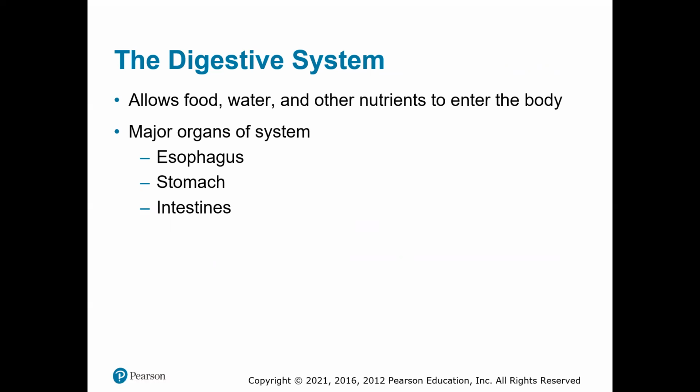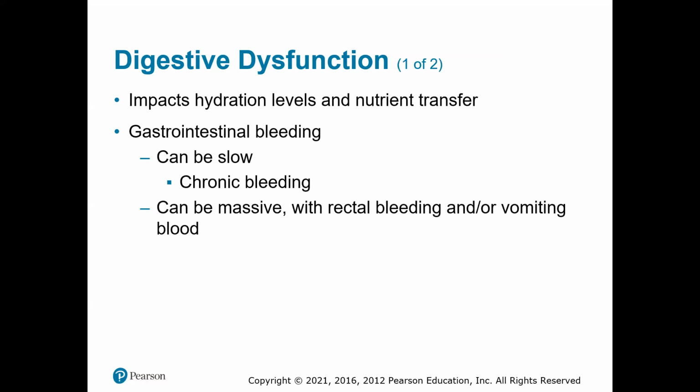Major organs in this system include the esophagus, the stomach, and the intestines. Your mouth feeds into the esophagus, where it leads down to the stomach. Initial breakdown starts in the stomach and then ends up in the intestines, where it is either absorbed or excreted.